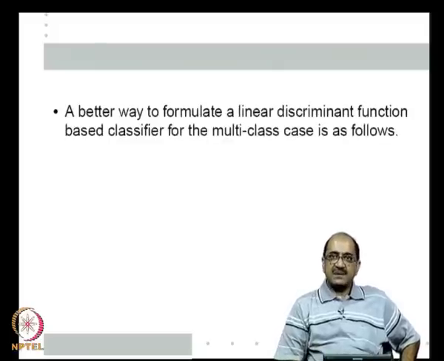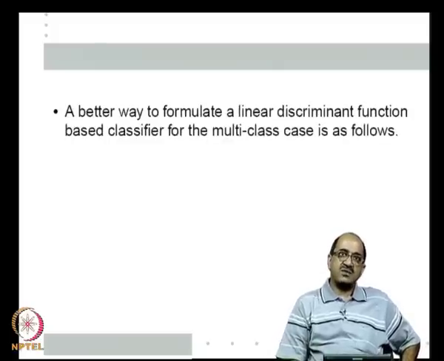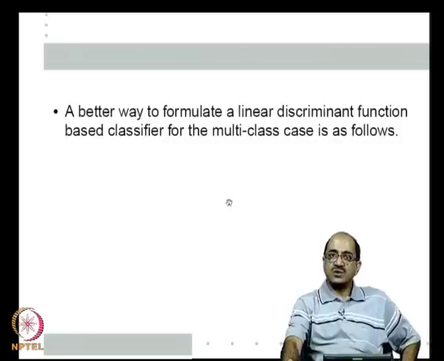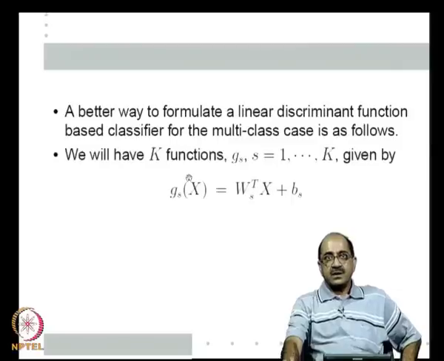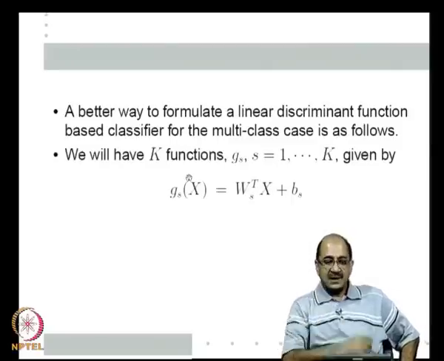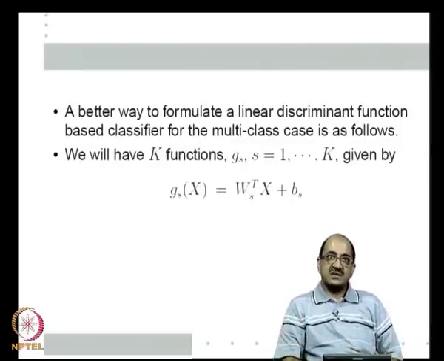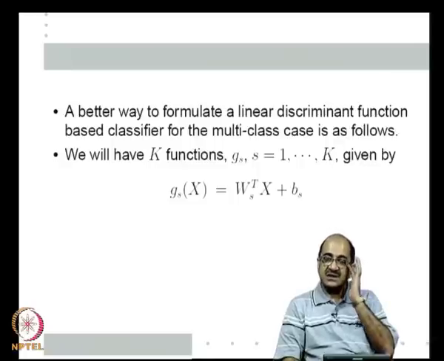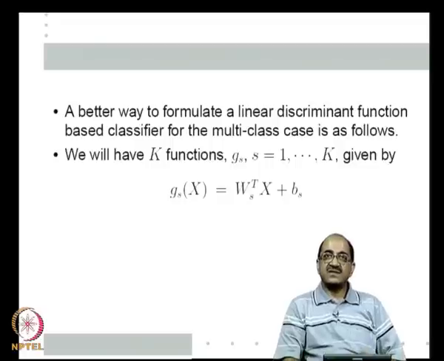Of course, there is a better way of formulating this. We have seen this when we considered multi-class Bayes classification for minimizing risk. The same thing is true in the linear discriminant functions. Essentially, the way to generalize to multiple classes is we will have k functions. I represent them as g subscript s, s going from 1 to k, and each function is a standard linear function, that is, an affine function rather. g_s of x is w_s transpose x plus b_s, right.